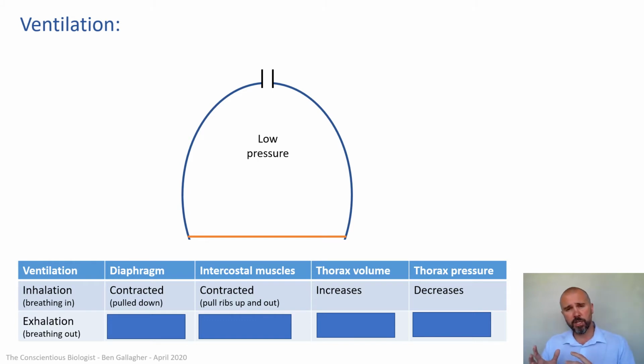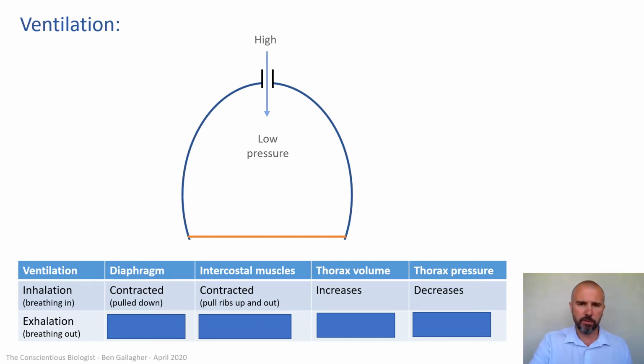Now, if there's a low pressure, that must be relative to something else. So it must be higher pressure air now outside the body than inside the thorax. Well, if you've got high pressure outside and low pressure inside, it's going to move from high to low pressure. So air is going to move into your thorax, which is breathing in. So you breathe in by contracting your diaphragm down, contracting your ribs up and out by pulling the intercostal muscles. That's increasing the volume, which decreases the pressure, so air can rush into that low pressure area.